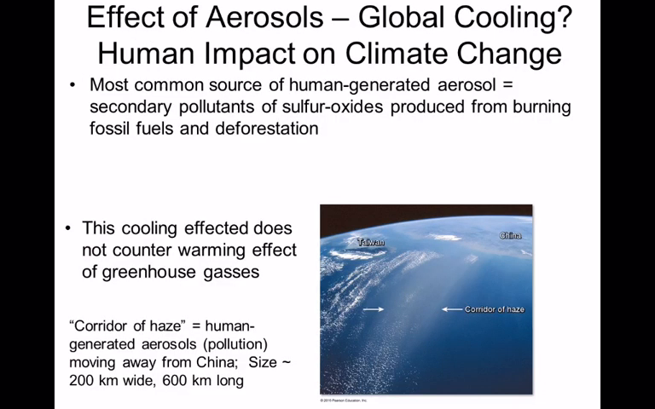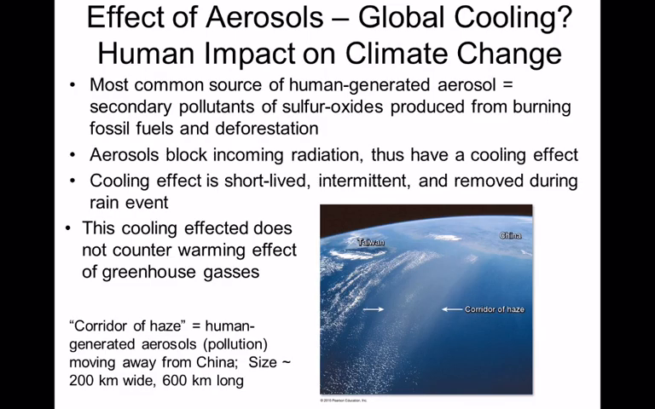So another human impact on climate potentially is this idea, an aerosol. You can see there's a figure from your textbook, this sort of haze looking thing right here, that's the corridor of haze coming from China.